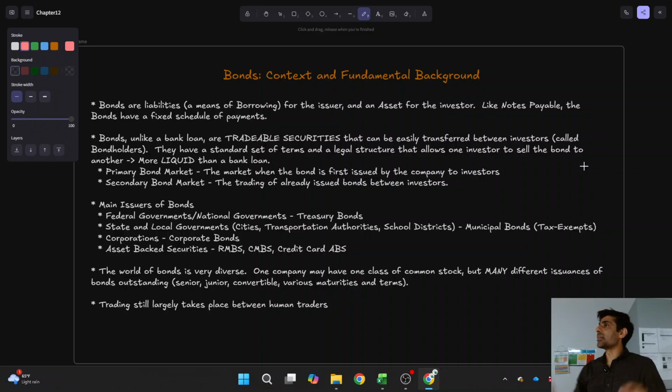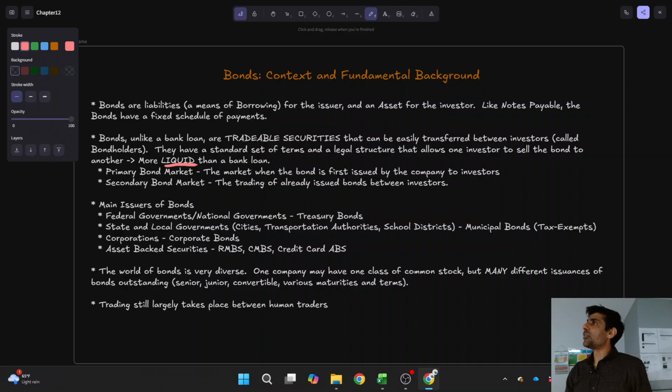So you can think about it as a loan that's split up between a bunch of people, and those people can trade with one another in case one person wants it now and one person wants to get rid of it, they can exchange easily. So this means that a bond is more liquid than a bank loan.